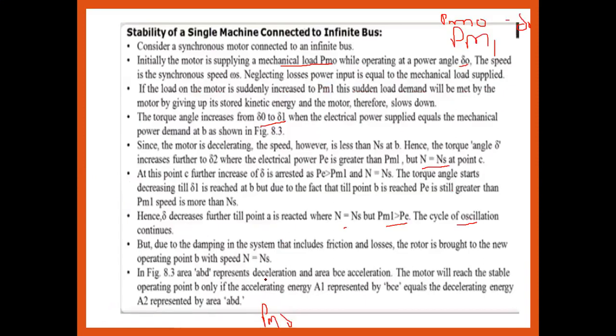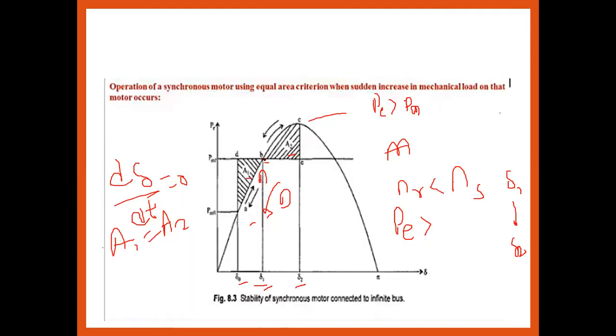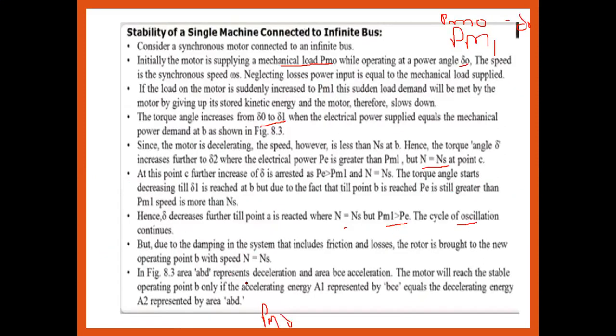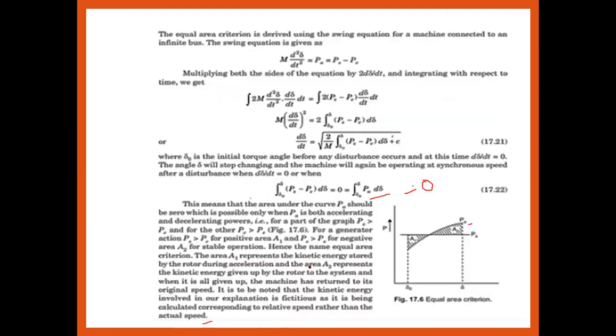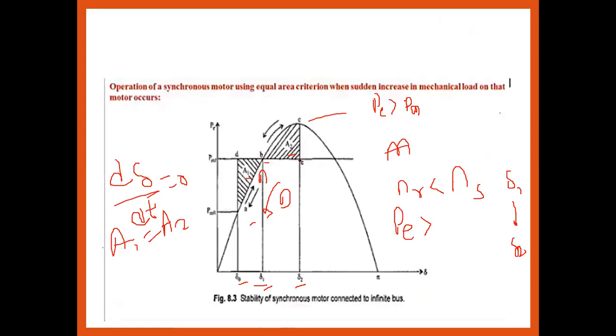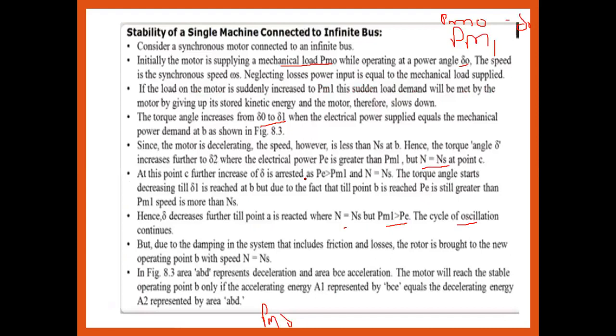But due to the damping in the system, the friction and losses, the rotor is brought to the new operating point at a P point. So with damping, there is a new operating point; B shifts and comes here. Now the area A1 will change, the area A2 will change. So in that case, in the figure the area ABD represents the deceleration, and the area BCE is the acceleration.